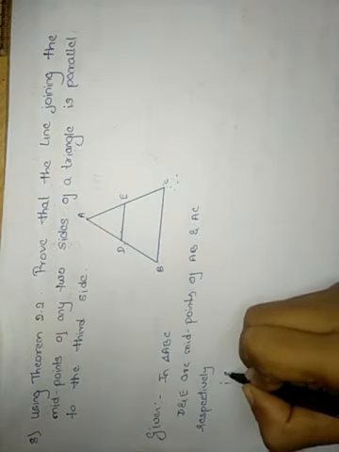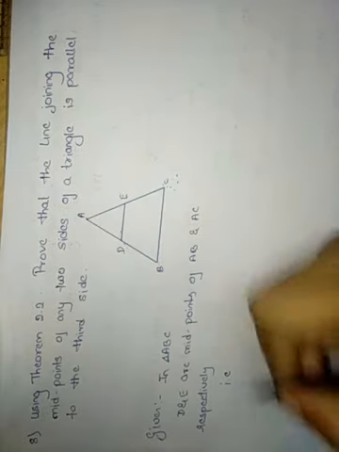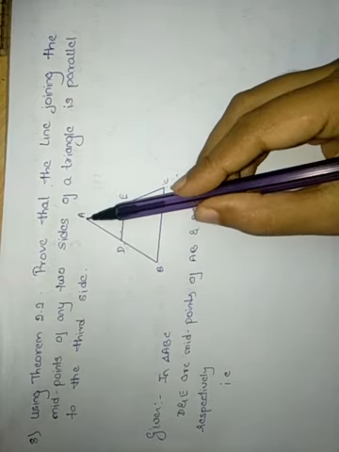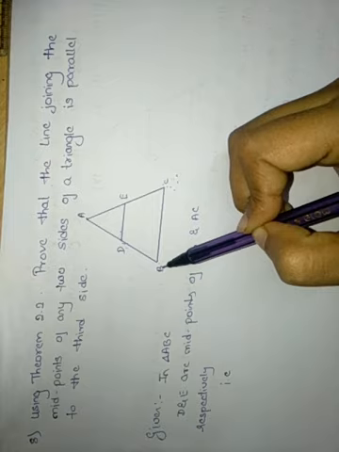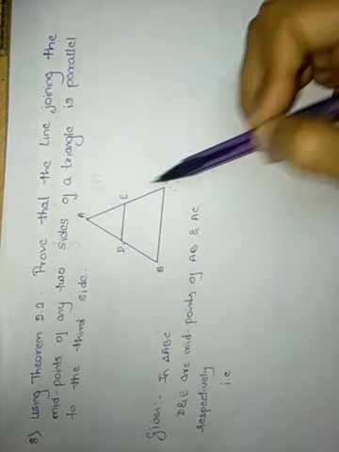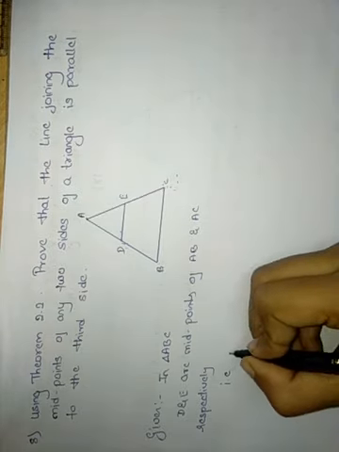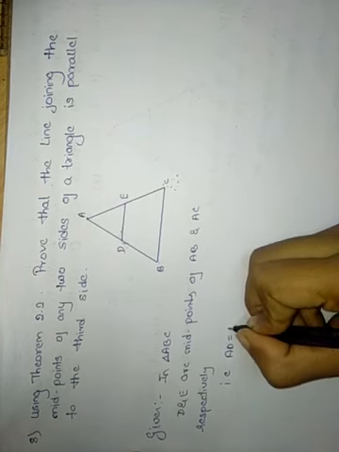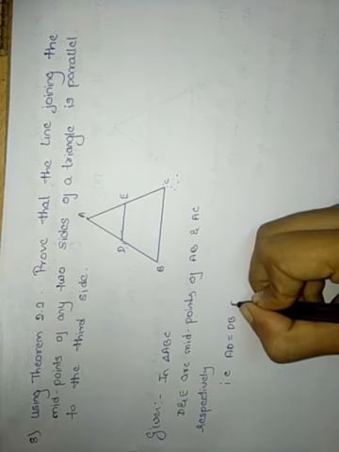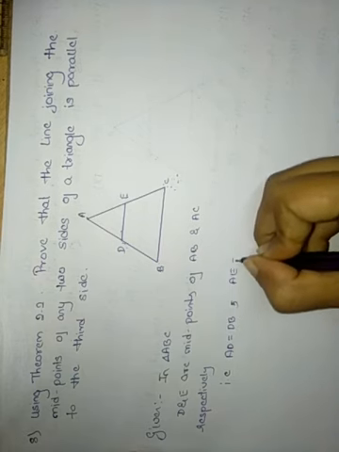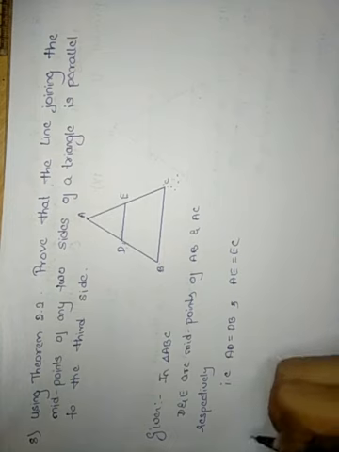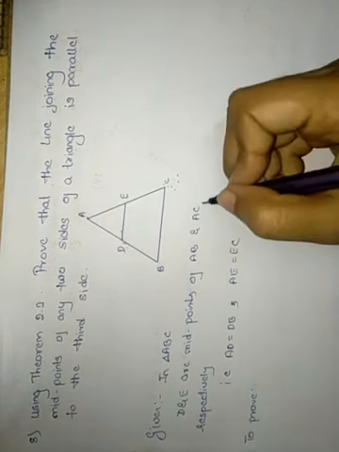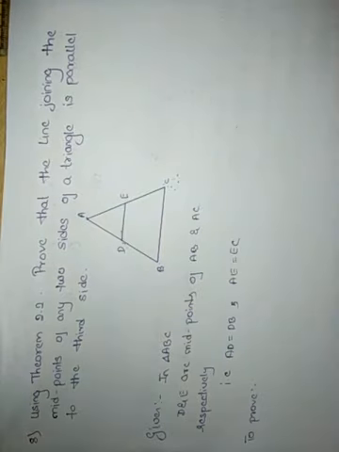That is, in the midpoint theorem in 9th standard you have learned that if D and E are the midpoints, then AD equals DB and AE equals EC, right? So we'll write that only. AD is equal to DB, and AE is equal to EC. We have to prove that DE is parallel to BC.